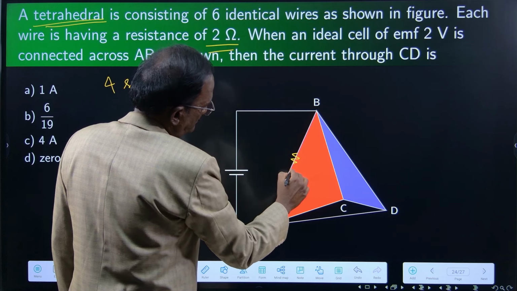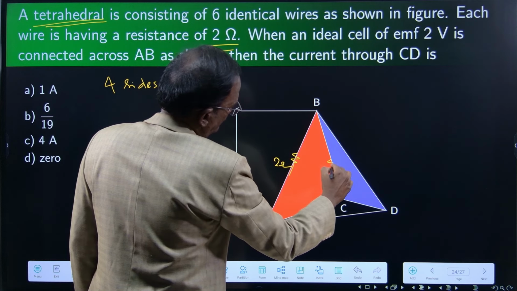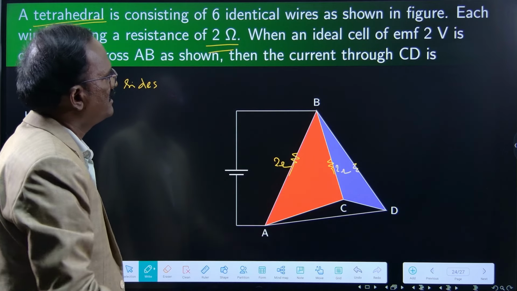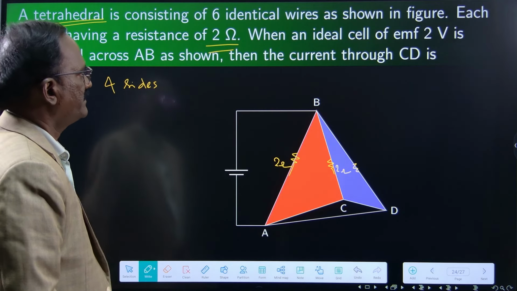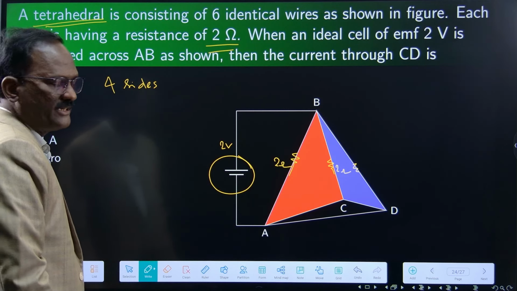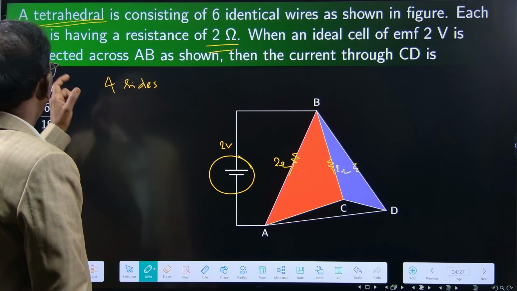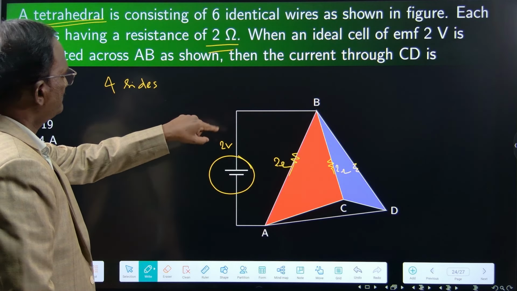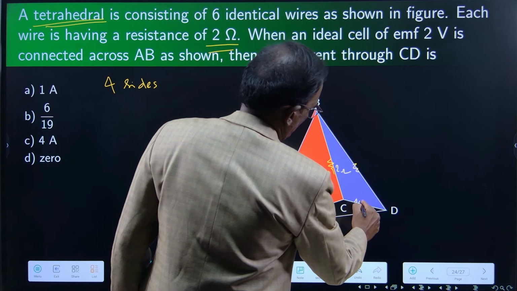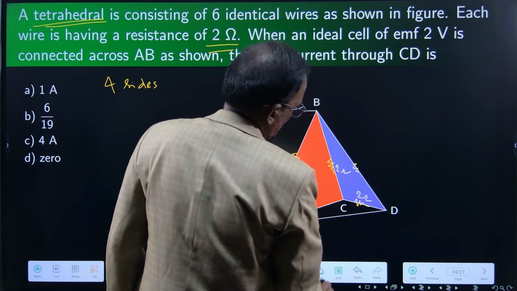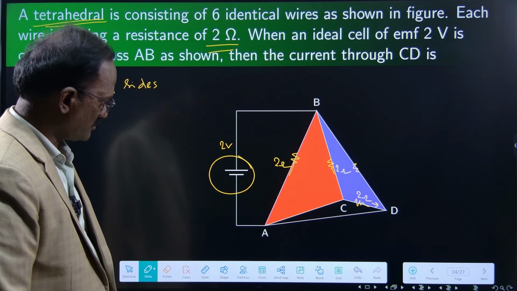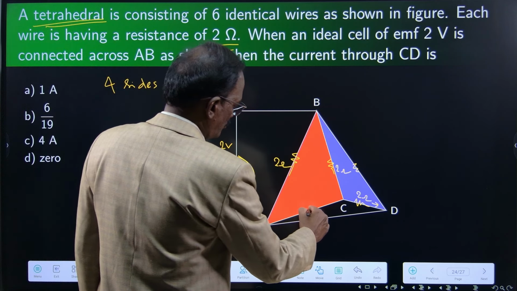Each wire is having a resistance of 2 ohms. All are having 2 ohms. When an ideal cell of EMF 2 volts, ideal cell means it doesn't have any internal resistance, is connected across AB as shown, then the current through CD is what? This is branch CD. What is the current flowing through this branch? All are having 2 ohms.